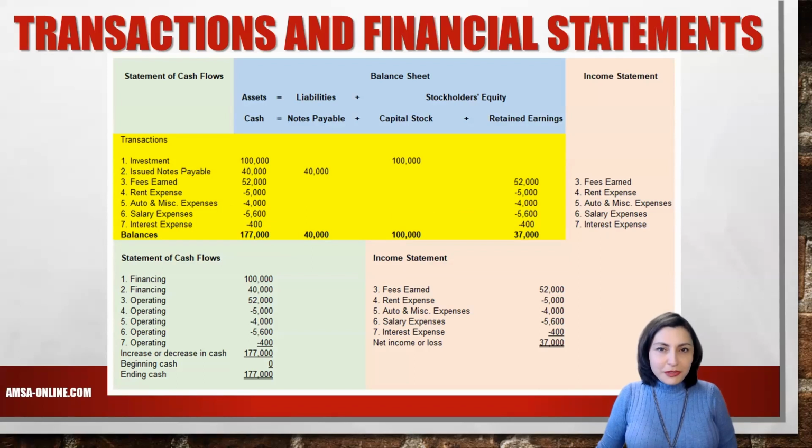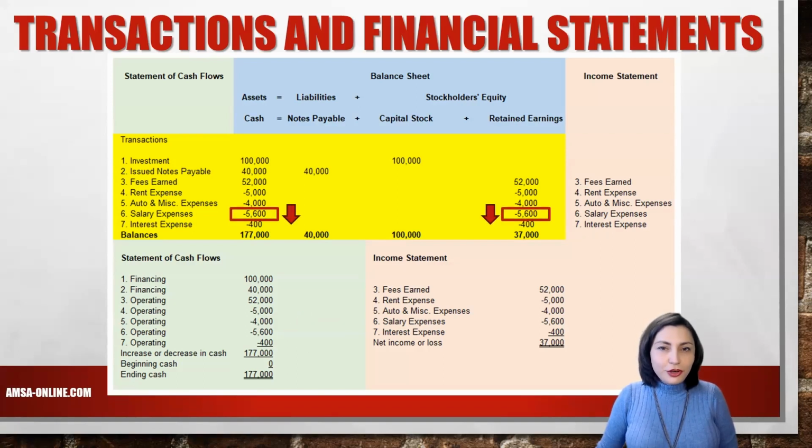Under the income statement column, auto expense is reported as a decrease of $2,500, and miscellaneous expenses reported as a decrease of $1,500, since expenses decrease net income. In the next transaction, the company paid office salaries of $5,600. Similar to the previous transactions, expenses incurred decreased cash flows from operating activities.